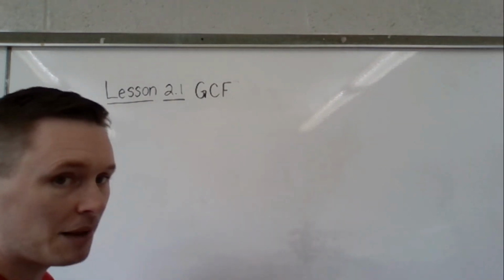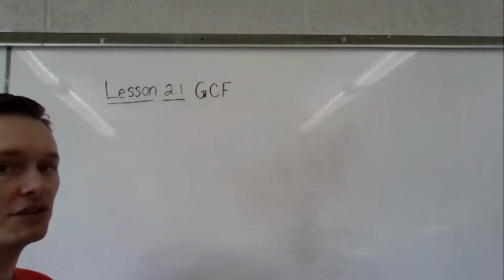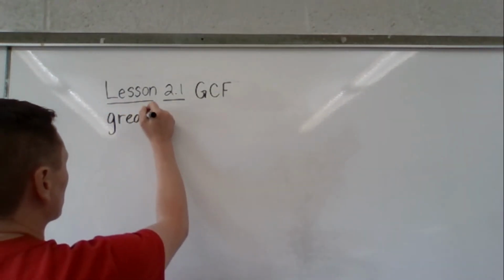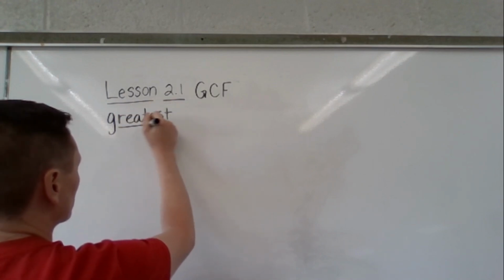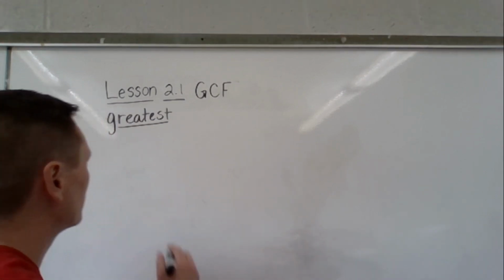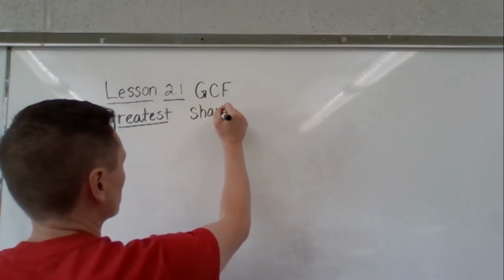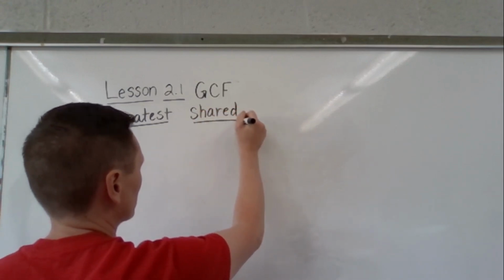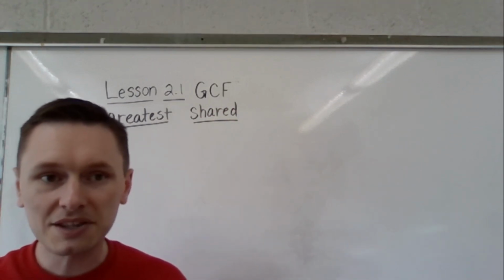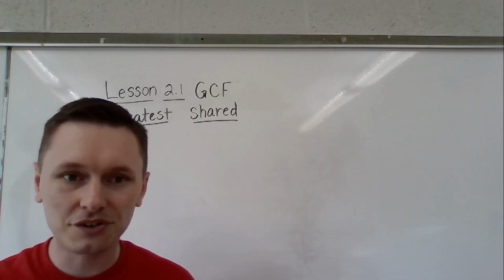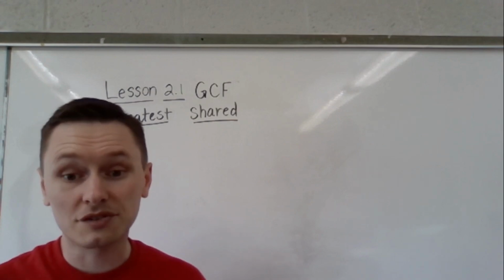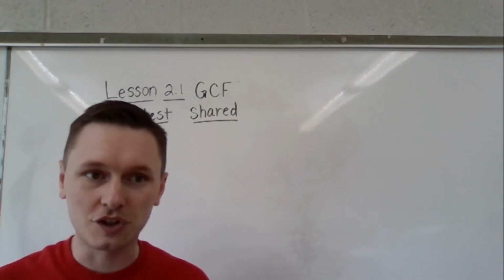All right, so the greatest common factor, or GCF, is the greatest factor shared by two numbers. I will be referring to it as the GCF going forward. I may say greatest common factor here and there, but it's a lot easier to say GCF. It's a lot easier to write down GCF versus greatest common factor each time.